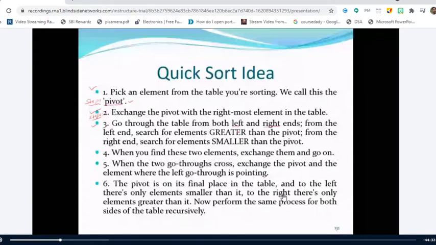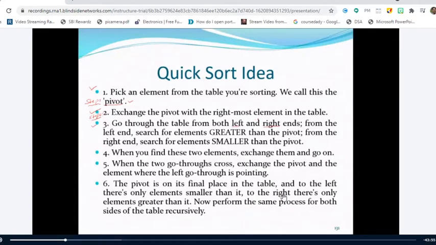The left pointer keeps moving until you come across an element greater than the pivot. Similarly, for the element pointed by the right pointer, you compare it with the pivot. We know the concept: the importance of the pivot is that it divides the list of elements into two parts, where the left part is always less than the pivot and the right part is always greater than the pivot.